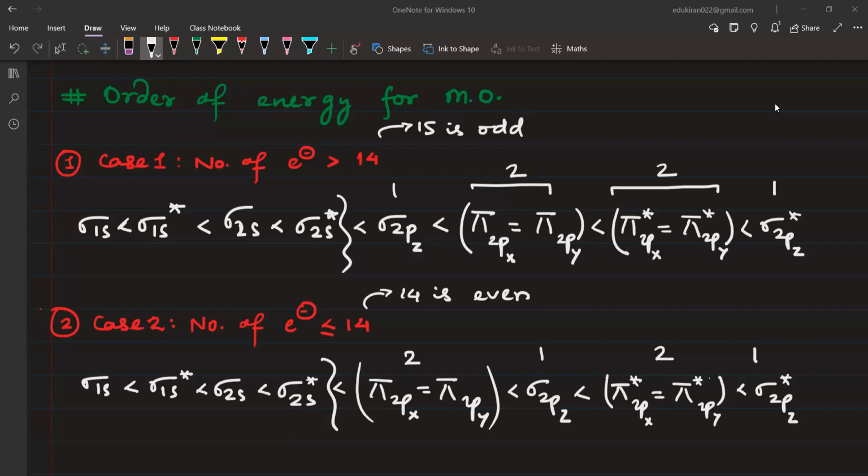That means sigma 2pz takes the place of pi in pi 2px and pi 2py, and pi 2px and pi 2py takes the place of sigma 2pz. Now, how to remember this? There is a simple mnemonic that you can remember.